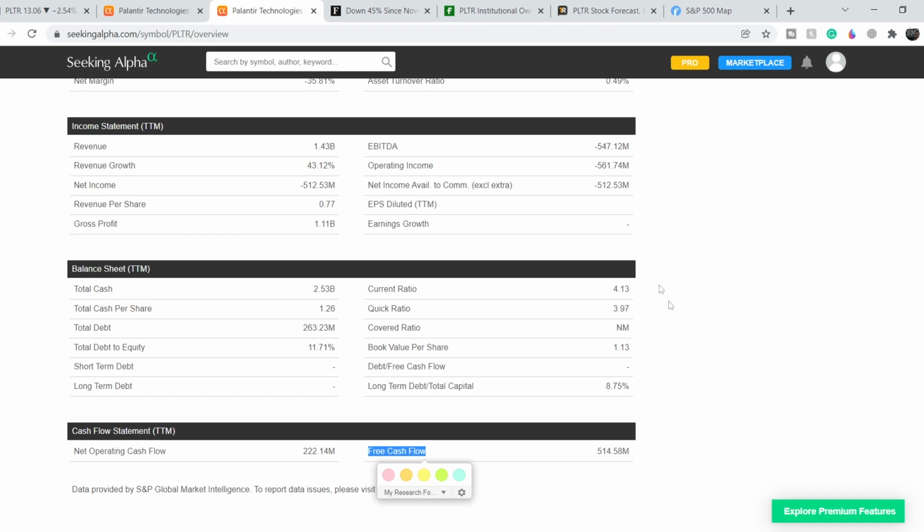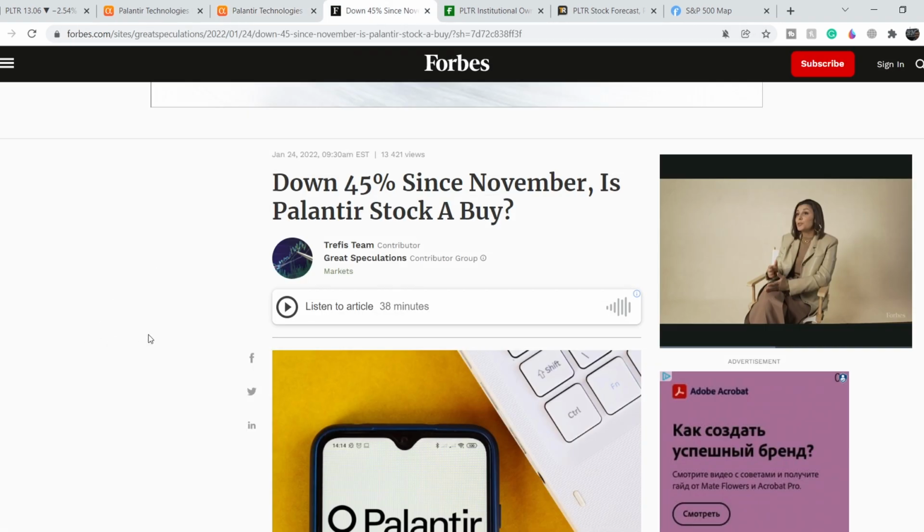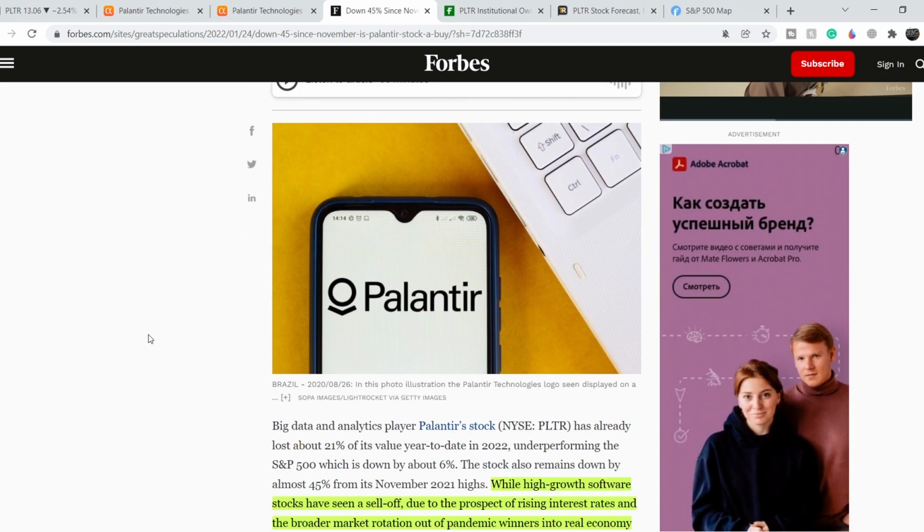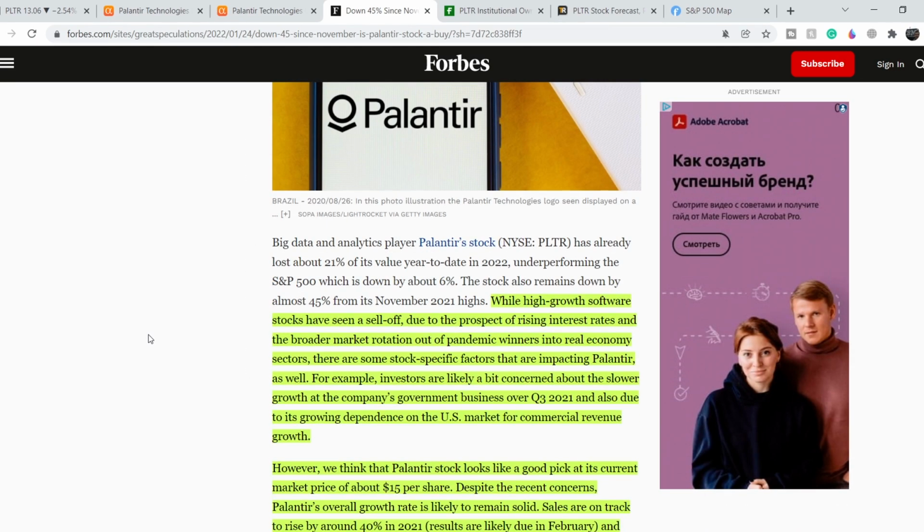And let me show you this article. It was published on January 24th on Forbes.com, and it's titled "Down 45% since November. Is Palantir stock a buy?" And let me quote you this. While high-growth software stocks have seen a sell-off due to the prospect of rising interest rates and the broader market rotation out of pandemic winners into real economy sectors, there are some stock-specific factors that are impacting Palantir as well.